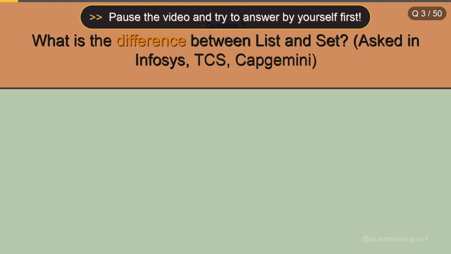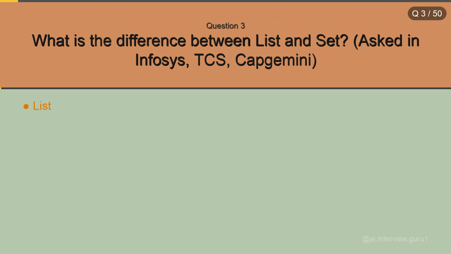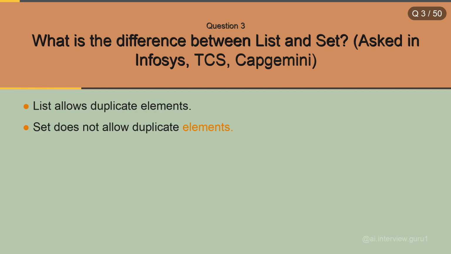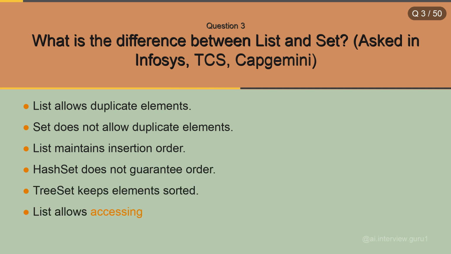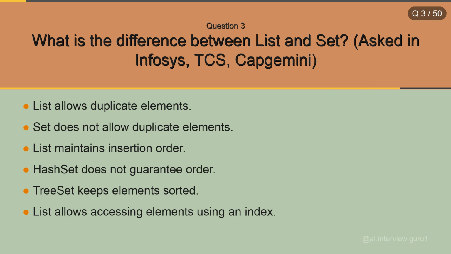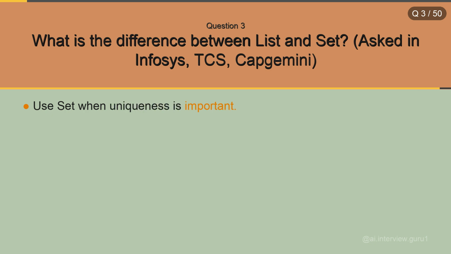What is the difference between List and Set? List allows duplicate elements. Set does not allow duplicate elements. List maintains insertion order. HashSet does not guarantee order. TreeSet keeps elements sorted. List allows accessing elements using an index. Set does not support index-based access. Use List when duplicate values are acceptable. Use Set when uniqueness is important.